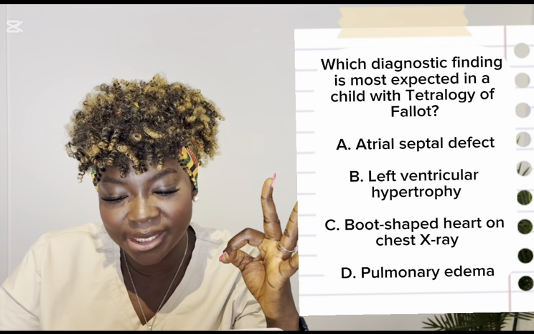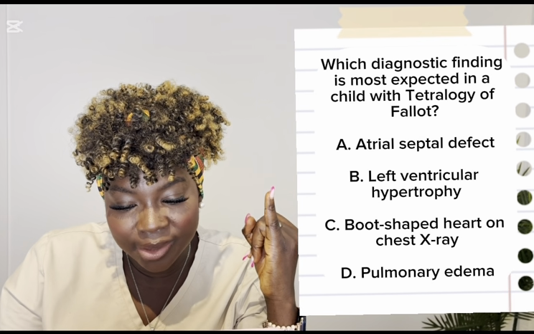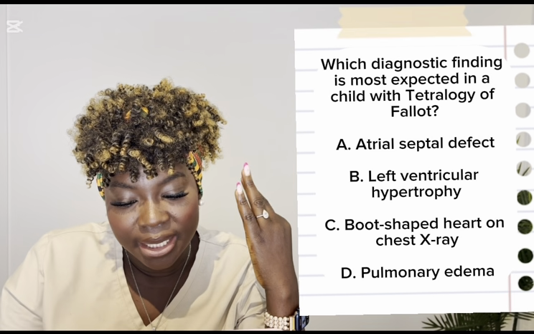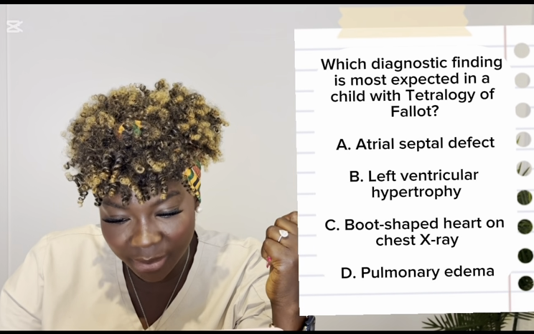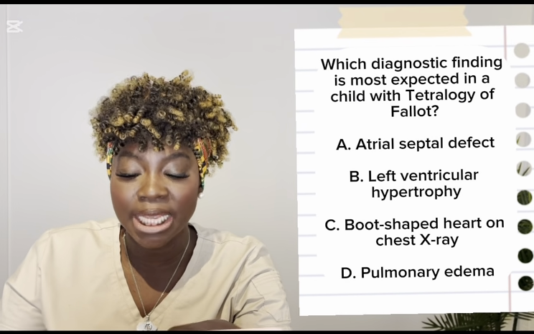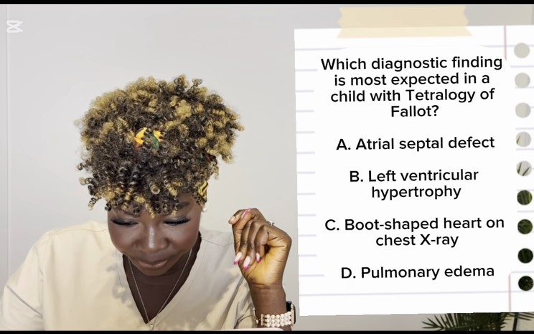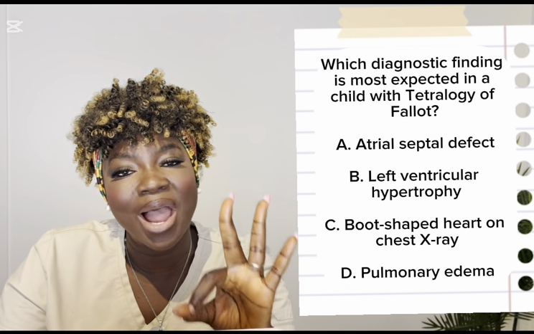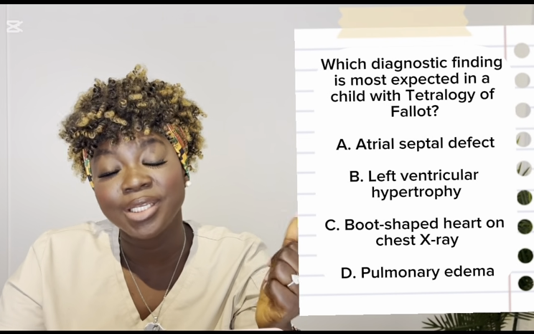Okay, now let's go. Which diagnostic finding is most expected in a child with Tetralogy of Fallot? Now, A, atrial septal defect. B, left ventricular hypertrophy. C, boot-shaped heart on chest x-ray. And D, pulmonary edema. Now we are looking at diagnostic finding, and the right answer is C, boot-shaped heart on chest x-ray. Now this is a classic finding in TOF due to right ventricular hypertrophy, and that's why you will see the boot-shaped heart on chest x-ray.